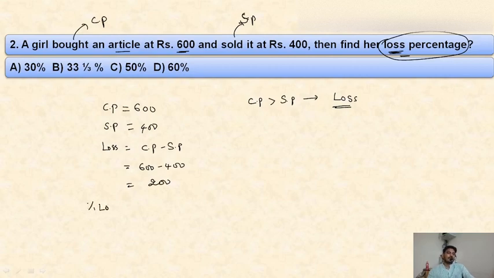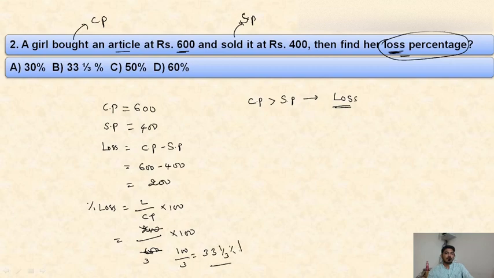So what is the percentage loss here? Loss divided by the cost price into 100. That will be equals to 200 divided by cost price, that is 600, into 100. So these two zeros get cancelled, two ones and two threes get cancelled. We'll get 100 divided by 3. 100 divided by 3 is nothing but 33 1 by 3 percentage loss here. 33 1 by 3 percentage loss, that is presented in option B. So this is by using the formula approach.